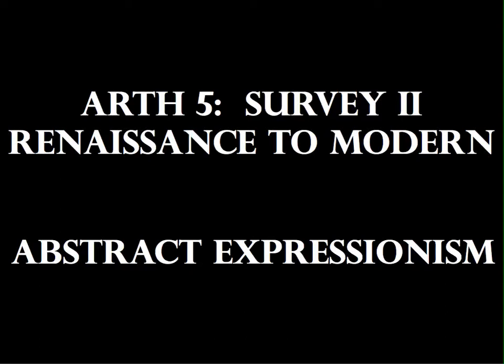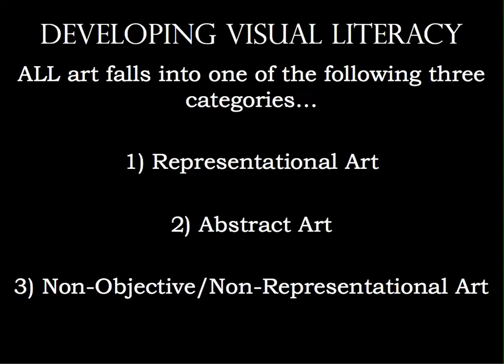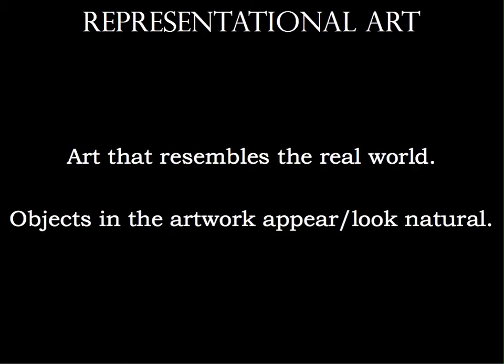Our lecture today is on abstract expressionism, and I want to go back a little bit and talk about some categories that we place art into. Now, all art is going to fall into one of three categories: representational, abstract, or non-objective. And we see basically during the modern age, art making this switch from category 1 through category 2, and today we're going to be dealing with category 3, the non-objective art.